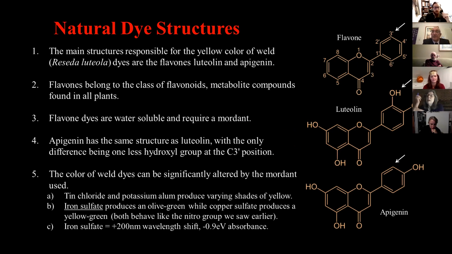And this is another case where the use of a mordant will actually shift the color depending on which one you use. So tin chloride and potassium alum are going to give you different shades of yellow, but a mordant that's based on iron sulfate or copper sulfate, the iron sulfate is actually going to produce an olive green color, whereas the copper sulfate is going to produce a yellow green color.